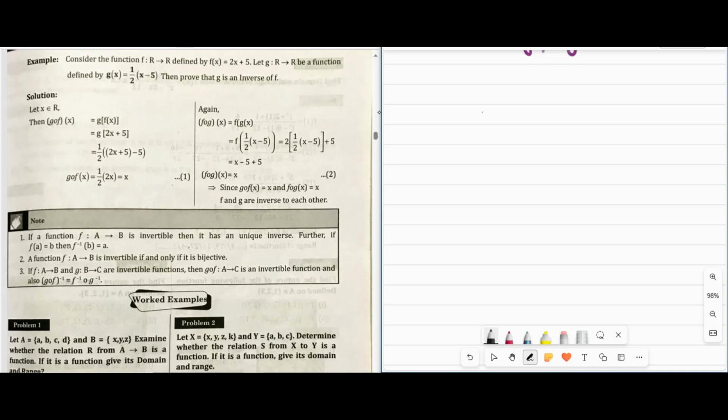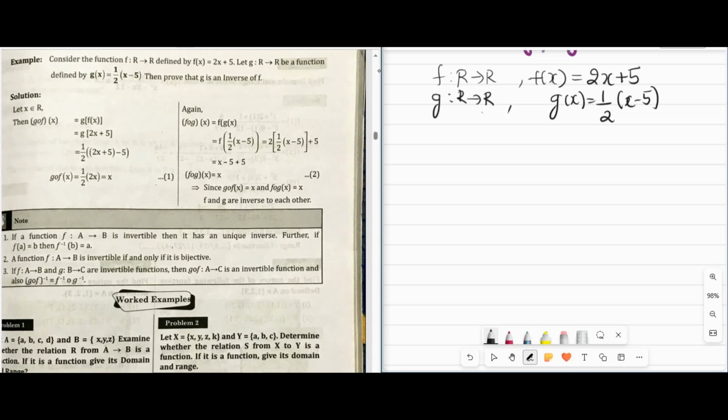So here we will find this function. Consider the function f from R to R, where f of x equals 2x plus 5, and g from R to R is another function where g of x equals 1 by 2 into x minus 5. So if you want to prove g is the inverse of f, what should you prove?